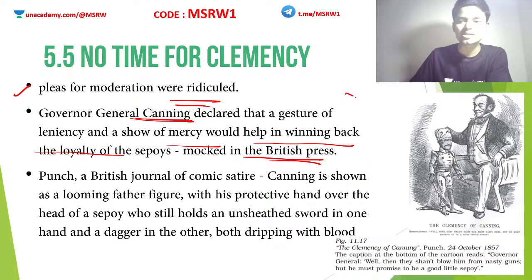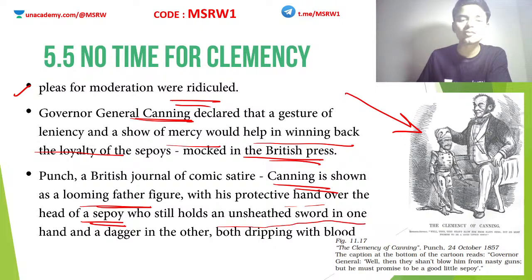You can see a very famous cartoon here, which is basically showing Canning as a looming father figure with his protective hands over the head of a shipboy, who still holds an unsheathed sword in one hand and dagger in the other, both dripping with blood.